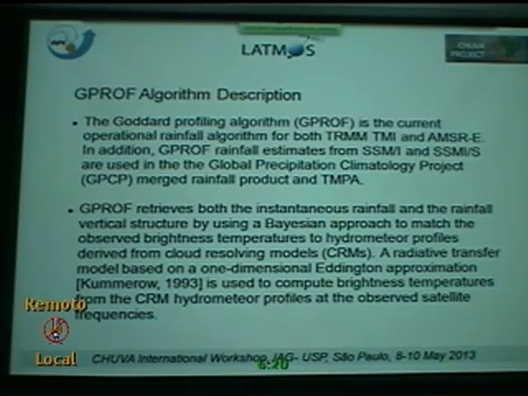generating for SSMI and SSMIS, it's used in the Global Precipitation Climatology Project as well as in the TMPA project from NASA. As I told you before, this is based on a Bayesian approach to match the observed brightness temperature to hydrometeor profiles derived from cloud resolving models, and a radiative transfer model based on a one-dimensional approximation is used to compute the brightness temperature from the CRM hydrometeor profile at the observed frequencies. In this case, we are using the GPROF 2004 version. So it's model-based, not observation-based like BRAIN.